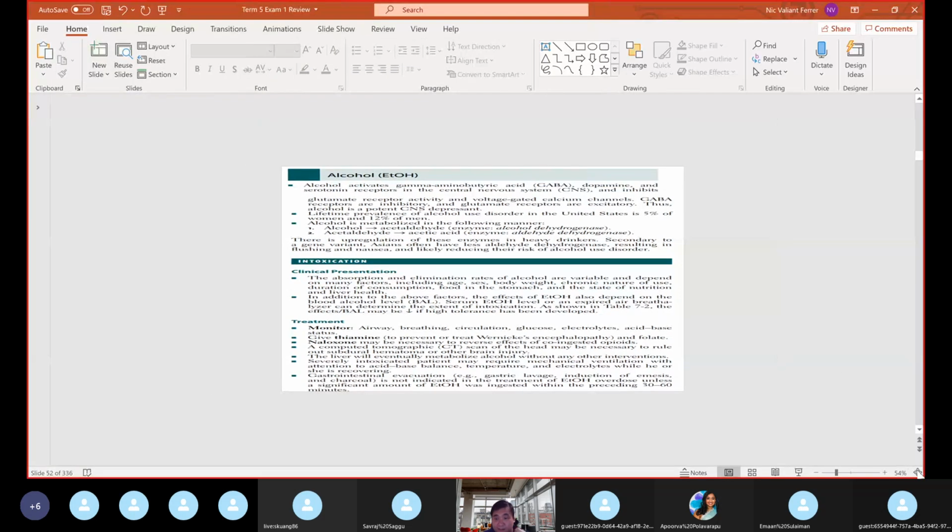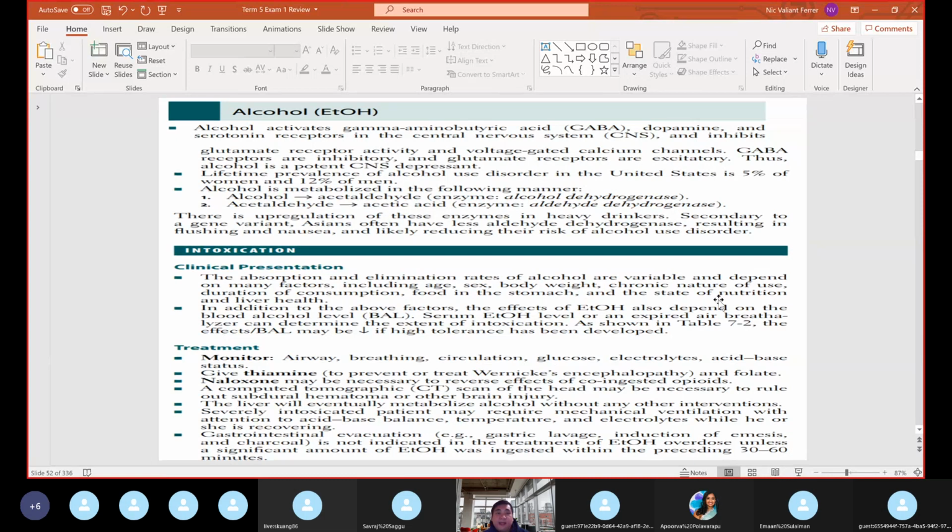is GABA, right? It activates your GABA, dopamine, and serotonin. It inhibits your glutamate receptors. It is metabolized in the following manner: alcohol to acetaldehyde via alcohol dehydrogenase, acetaldehyde to acetic acid via aldehyde dehydrogenase. So the clinical presentation, you can read that. Treatment: monitor airway, breathing, circulation always. Give thiamine before giving the dextrose.